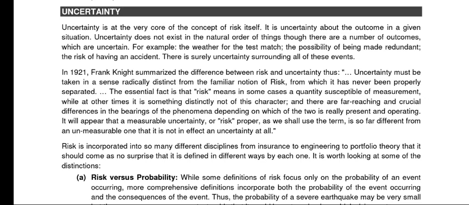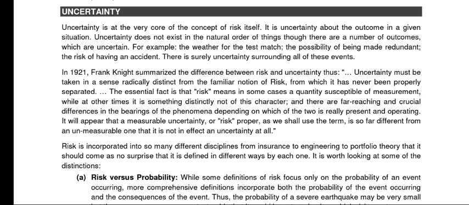Uncertainty. Uncertainty is at the very core of the concept of risk itself. It is uncertainty about the outcome in a given situation. Uncertainty does not exist in the natural order of things, though there are a number of outcomes which are uncertain. For example, the weather for the test match, the possibility of being made redundant, the risk of having an accident. There is surely uncertainty surrounding all of these events.